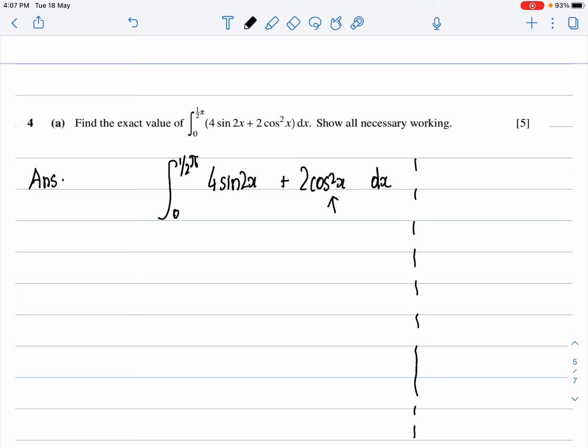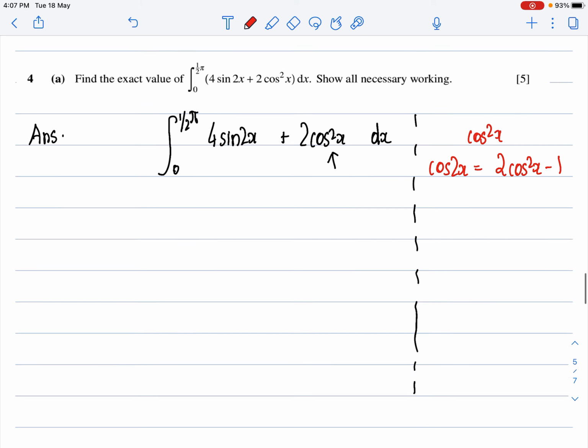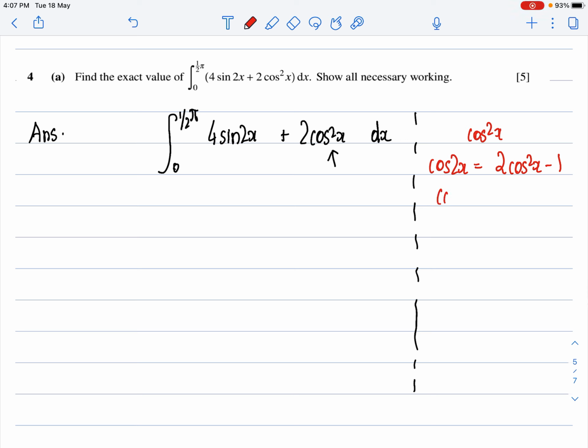So this is really important, so I'll write it with red. This is basically the cos square x form. We'll convert this into an easier form so that it's easier to integrate. Now I know a trigo property that suggests cos 2x is equal to 2 cos square x minus 1. So I can write this as cos 2x plus 1 equals 2 cos square x.